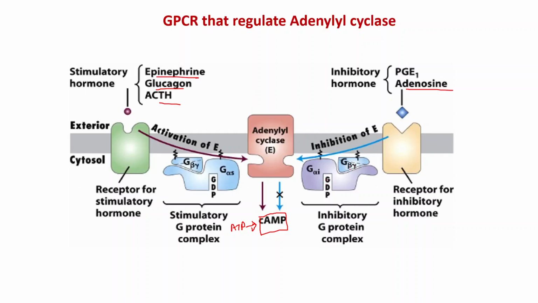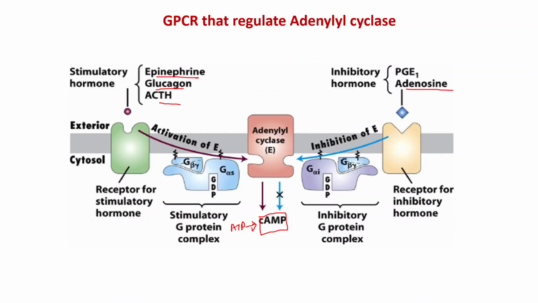Now the beta gamma complex will go and inhibit the adenylate cyclase, so that it can't convert ATP to cyclic AMP. So to maintain the cyclic AMP level, the inhibitory hormone will come. It will bind to the receptor and give the signal that the cyclic AMP should not be produced. So it will activate the inhibitory alpha subunit. How will it activate? It will remain in the GDP bound form.